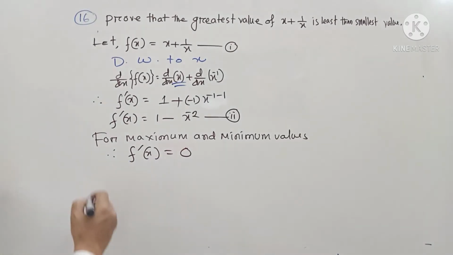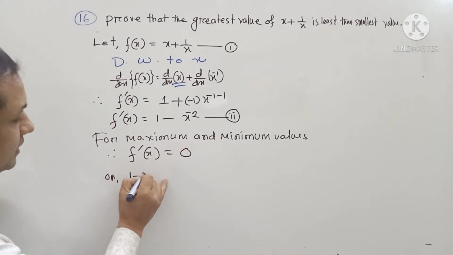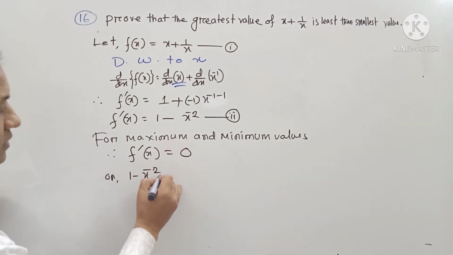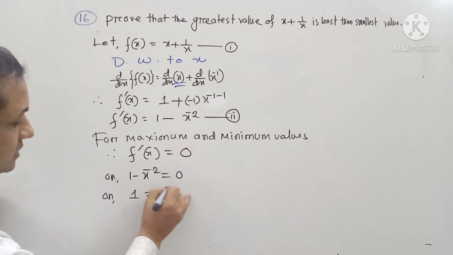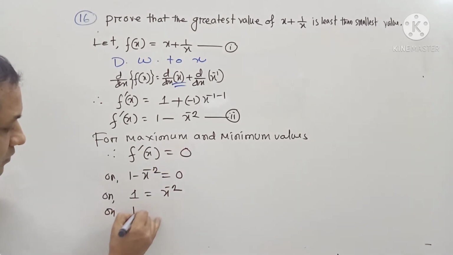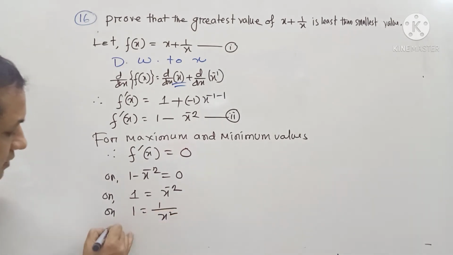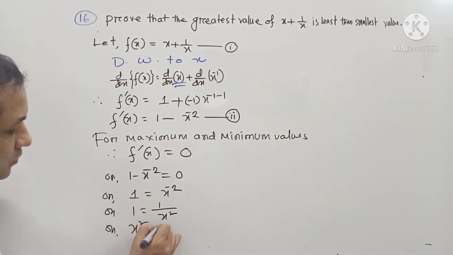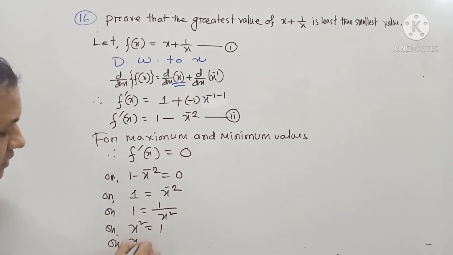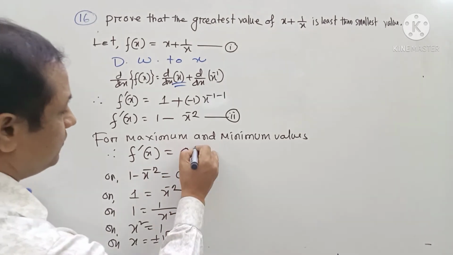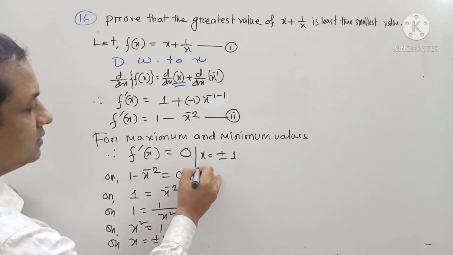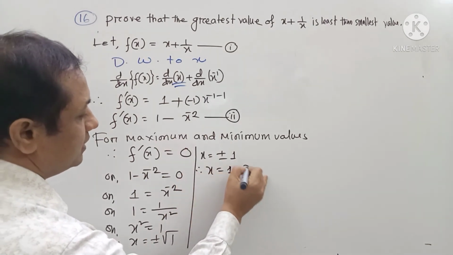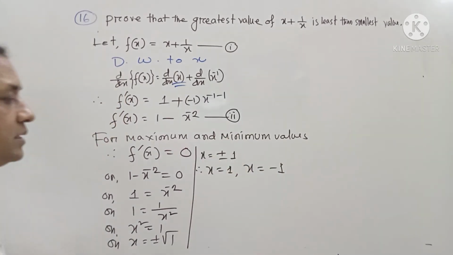Now putting the value of f prime x, here f prime x is 1 minus x to the power minus 2 equals 0. Then find the value of x. Take it to the right side: x to the power minus 2 equals 1, so 1 by x square equals 1, or x square equals 1. Then we get x equals plus minus root over 1, so x equals plus minus 1. So the value of x equals 1 and the value of x equals minus 1.